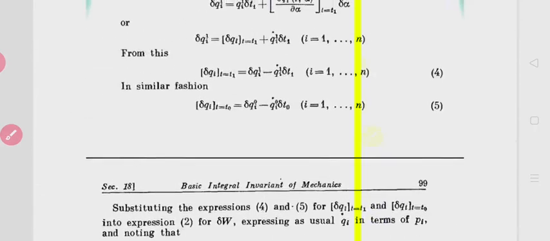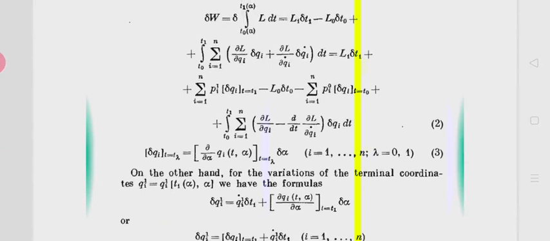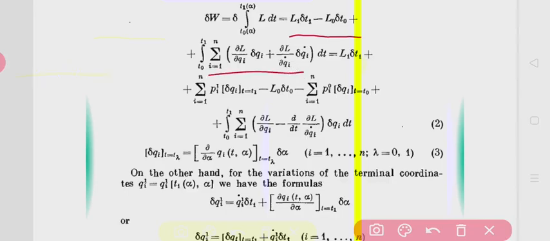Now come again over there; you can check that this value is used over here. So this is L1 delta T1 minus L0 delta T0 plus, I take that integral, and when you open that, this thing is overwritten over here: L1 delta T1 minus L0 delta T0, this is summation p_i1 delta q_i at t equal to t1.